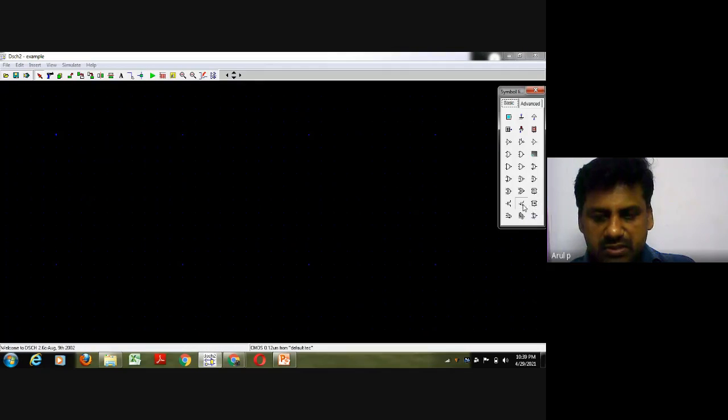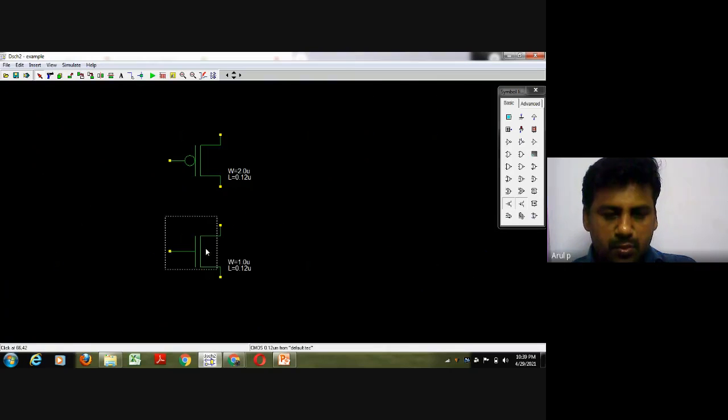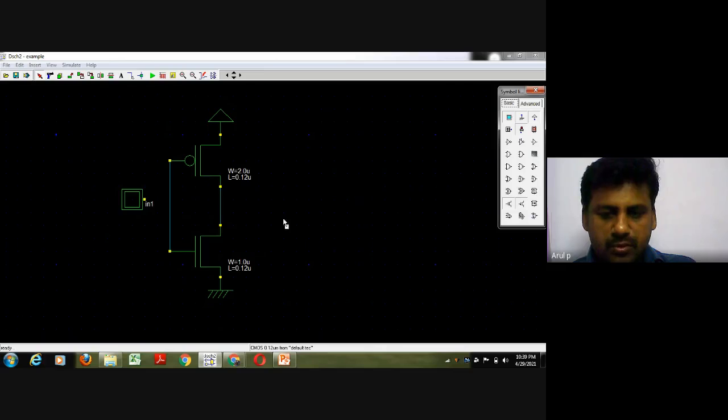In the CMOS inverter, first I have to take one PMOS transistor, then one NMOS transistor. Both are connected together, and the gates of the PMOS and NMOS are connected. The source of the PMOS transistor is connected to the supply voltage VDD, and the source of the NMOS transistor is connected to ground. The gates are connected and I give the input, and both the drains are interconnected. I take the output at this terminal. So this is the CMOS inverter, or we call it CMOS logic.